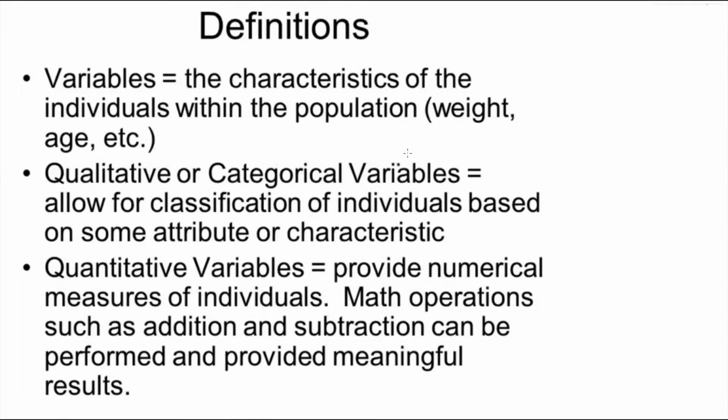Definitions. Variables are the characteristics of the individuals within the population, such as weight, age, etc. Qualitative or categorical variables allow the classification of individuals based on some attribute or characteristic. Quantitative variables provide numerical measurement of individuals. Math operations such as addition and subtraction can be performed and provide meaningful results.